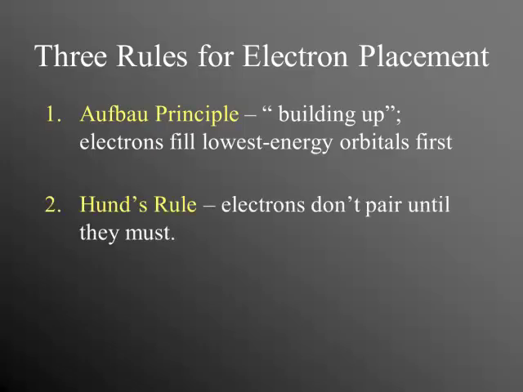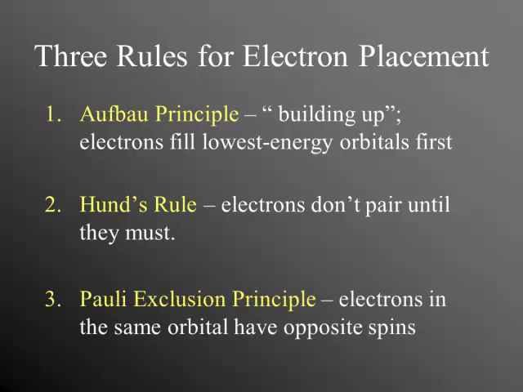Hund's rule is named for a dead scientist. It tells us that electrons won't pair up until they must. And the Pauli exclusion principle says that electrons in the same orbital must have opposite spins. We will discuss these same rules again after studying quantum numbers in the next video.